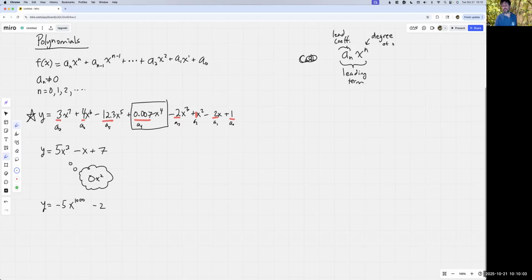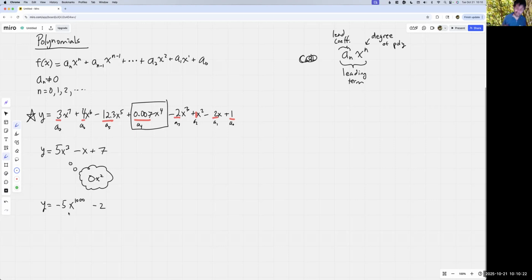So let's make this clear. This is the degree of the polynomial. The degree of the polynomial is the degree of the leading term. So this first polynomial I wrote that begins with 3x to the 7th is a degree 7 polynomial. And this one that began with 5x cubed, that's a degree 3 polynomial.